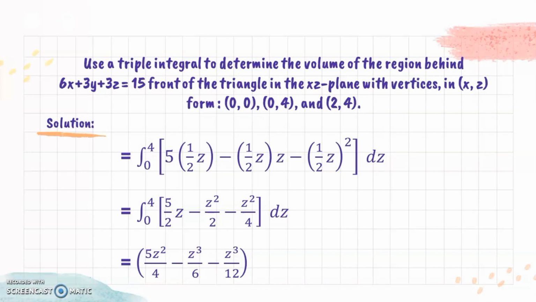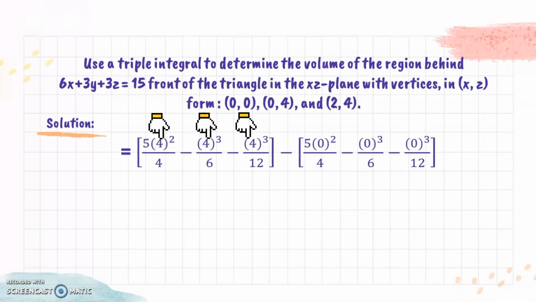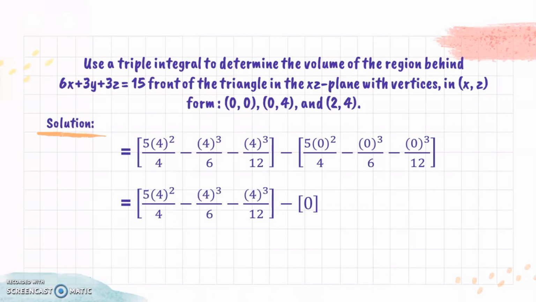So we are now close to getting the final answer. We just need to evaluate this from 0 to 4. So let's replace all z with 4. After the minus sign, replace all z with 0. But then again, since evaluating this will give us only 0, let's just focus on simplifying this part. So here is the process.